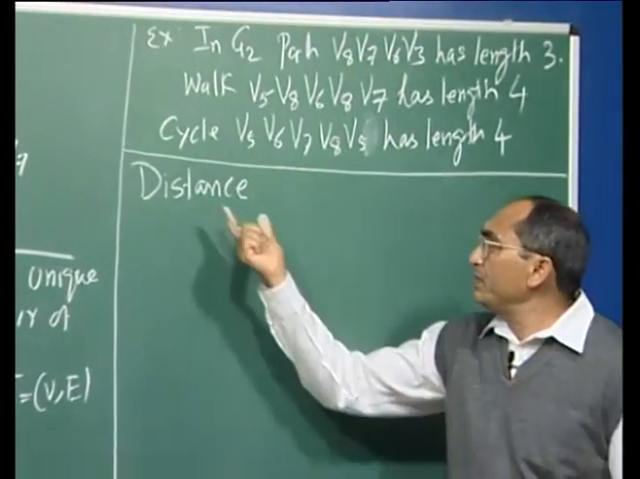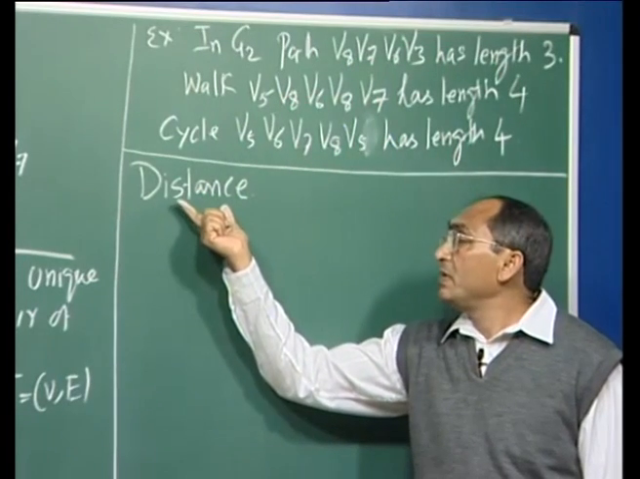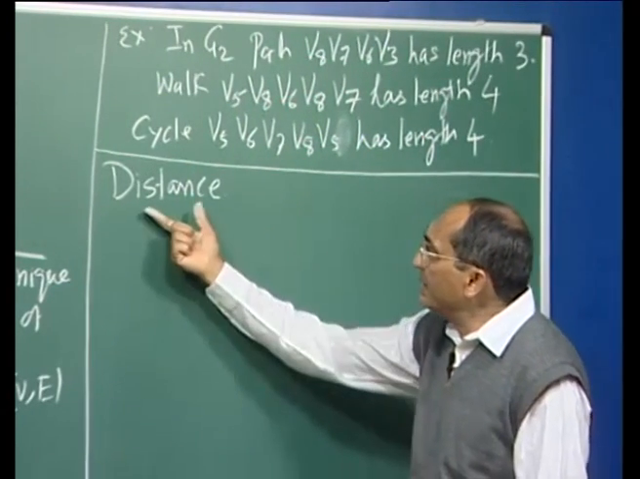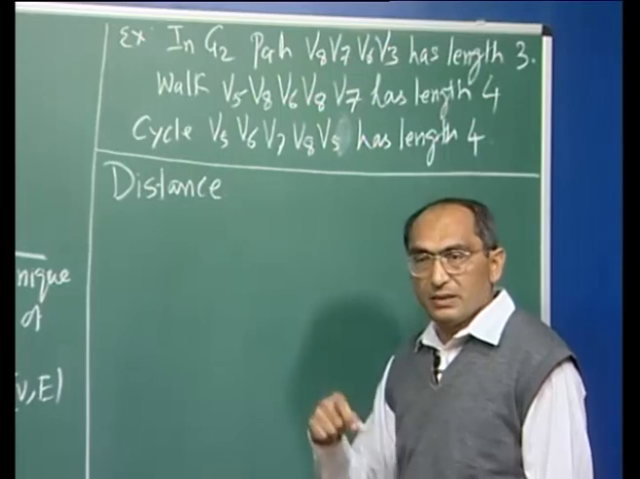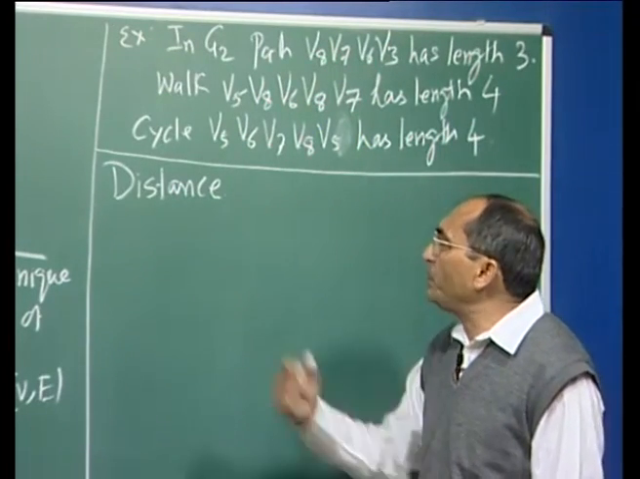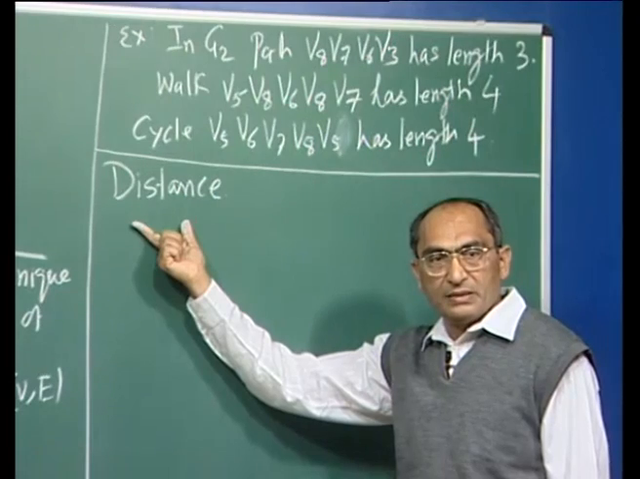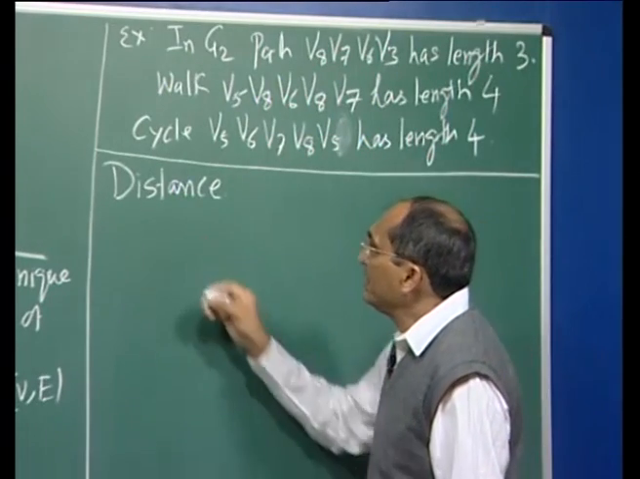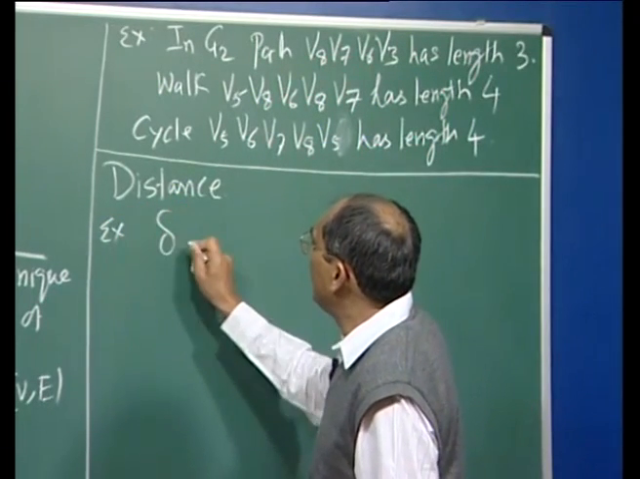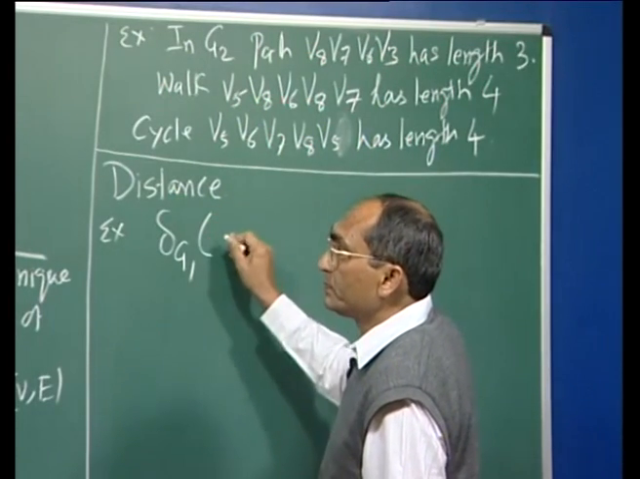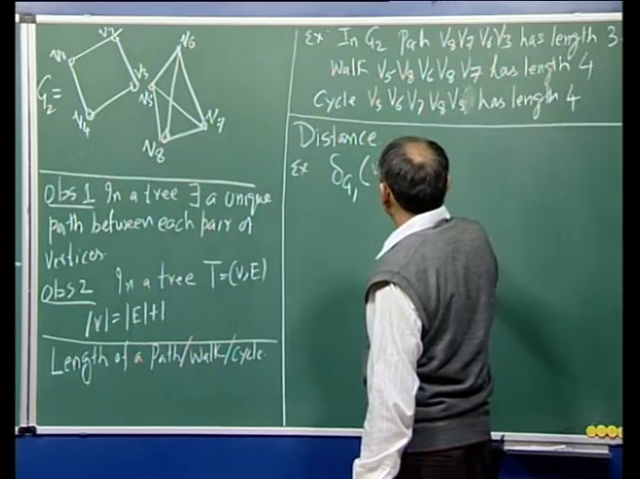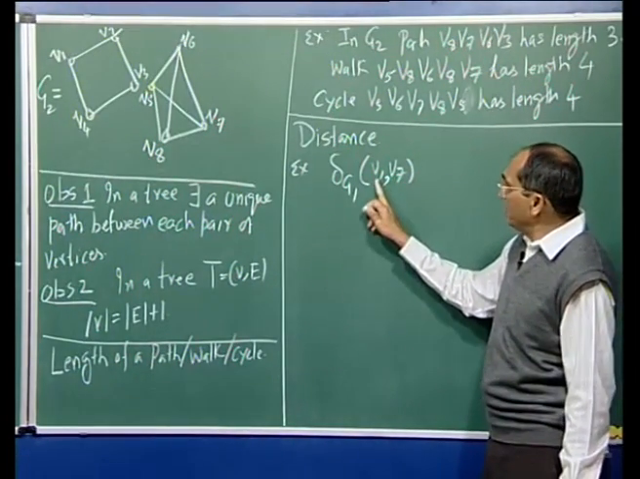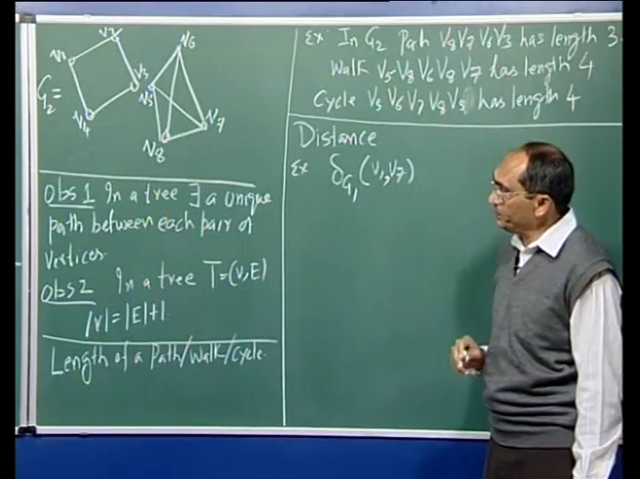Distance is associated with any pair of vertices in the graph. The idea is that given any two vertices, the length of the shortest path between the two vertices is called the distance of that pair. Here is an example: delta G1, V1, V7. In G1, consider these two vertices V1 and V7.